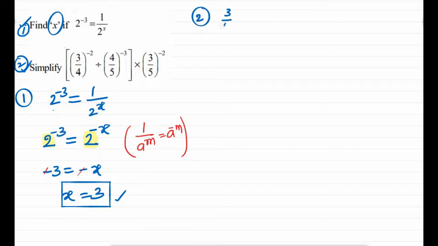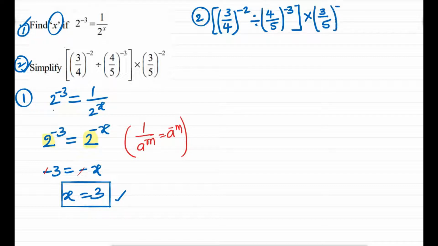Let us see the second problem. (3 by 4) whole to the power of minus 2 divided by (4 by 5) whole to the power of minus 3, bracket close, into (3 by 5) whole to the power of minus 2. This is the expression as given, and we have to simplify and write it in the simplest form.